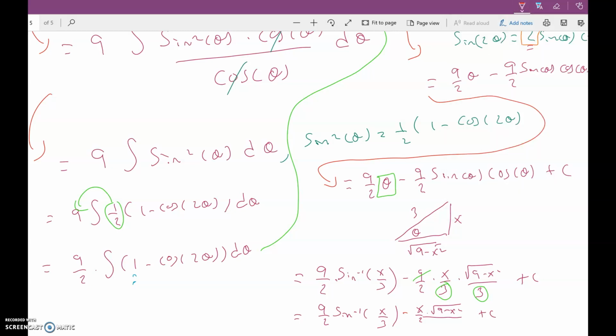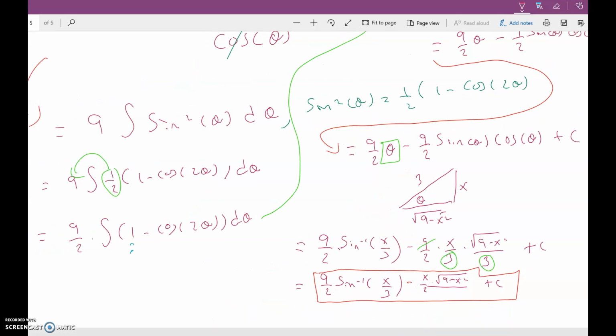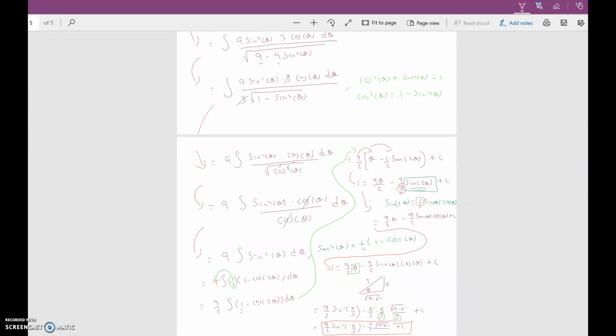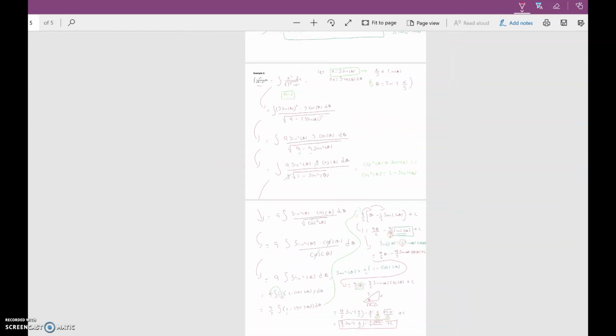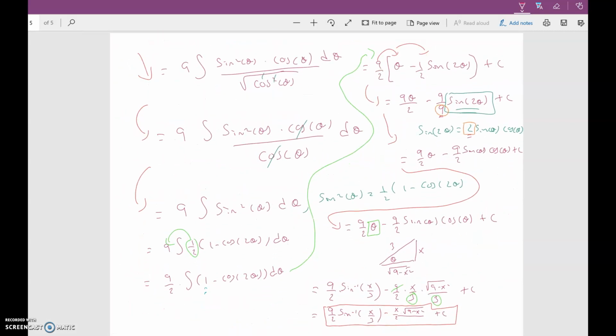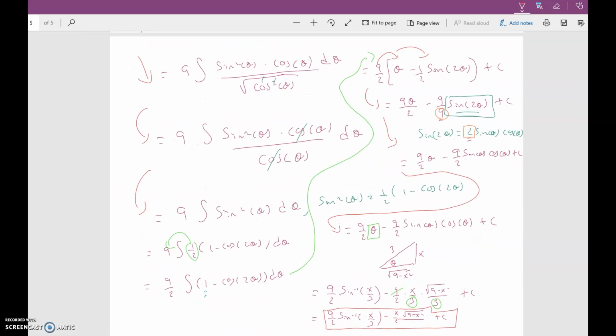Okay, so let me box in our final answer. And as you can see, this one is about the size of every problem. They're just messy because of the substitution that we're using.